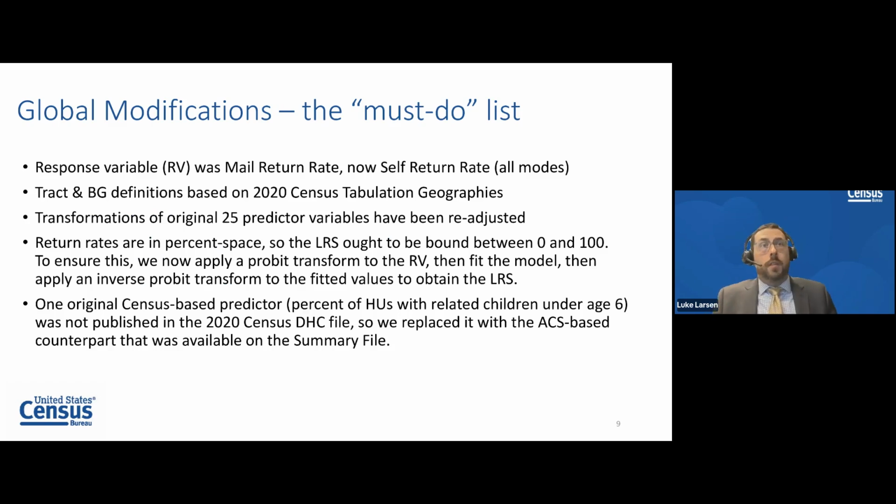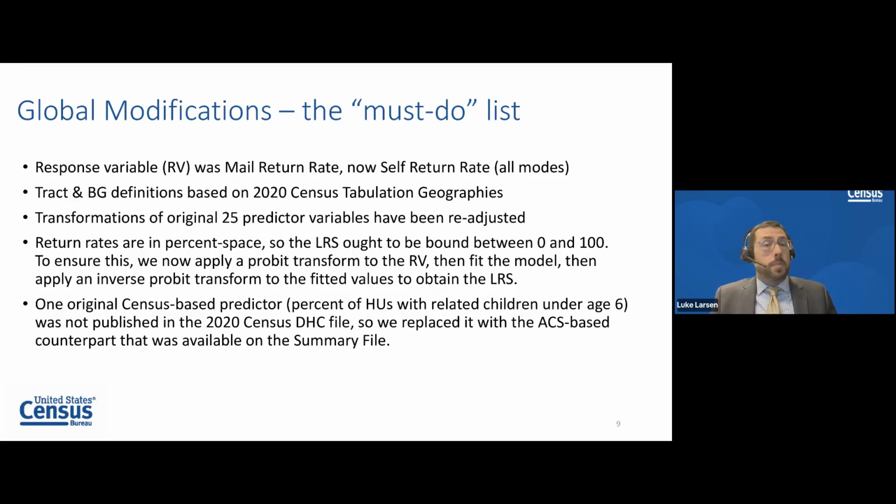But with regards to the modifications that we're talking about today, there is a class of modifications that we're doing for all of the models under consideration. And then there are modifications based on different types of predictors that we're going to be combining in different ways to look at different candidate models. The global modifications I have listed here, and some of this stuff is pretty basic.